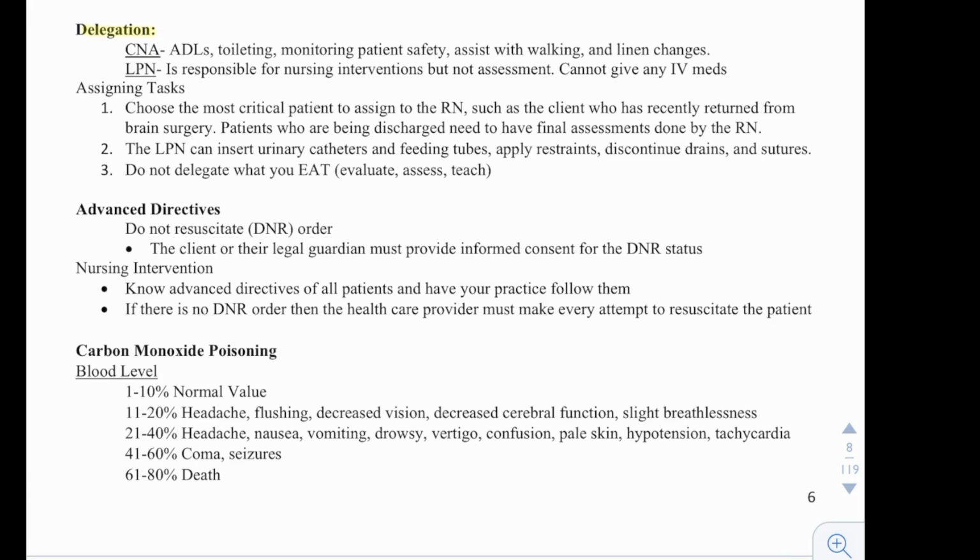When we assign tasks, we want to choose the most critical patient to assign to the nurse, such as the client who's recently returned from brain surgery. Patients who are being discharged need to have a final assessment done by the RN. So anyone discharged is with the RN, and anyone who is critical is with the RN, or the most critical patient. The LPN can insert urinary catheters, feeding tubes, apply restraints, discontinue drains and sutures. Do not delegate what you eat. So anything that you have to evaluate, assess, or teach has to go to the RN.